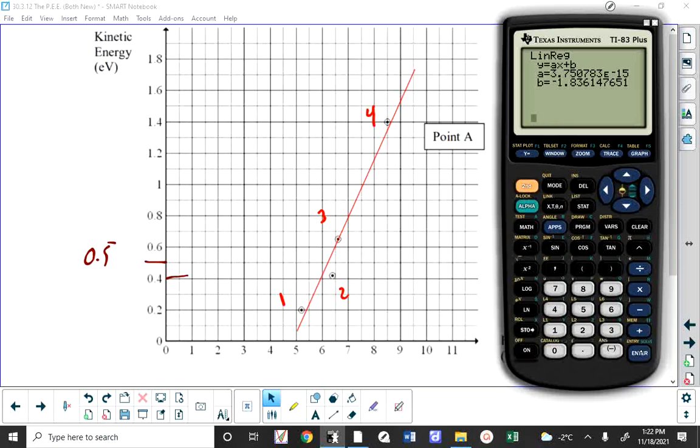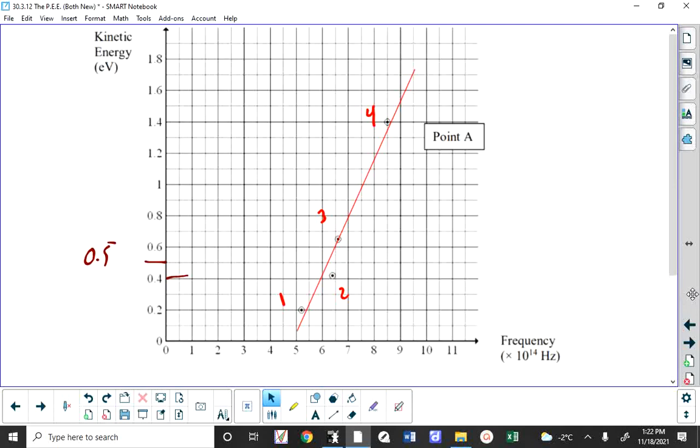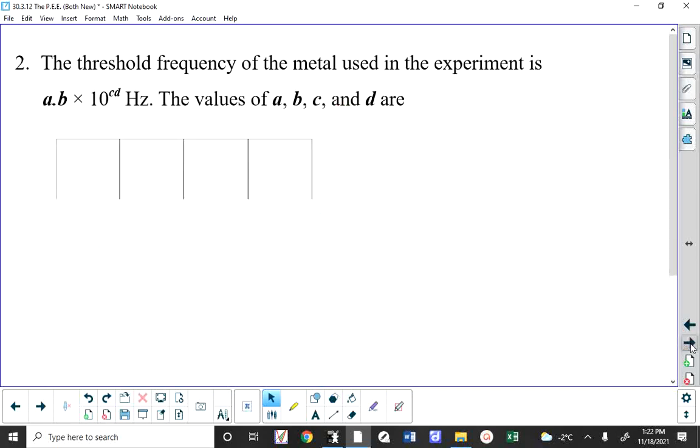And I think this is precisely why the diploma exam has gone away from having no line drawn. Because you could draw the line one way and I could draw the line another way, and we get totally different answers. So anyway, if you went with the linear regression, it would be 3.8 and 1.8 instead of 3.1 and 1.6. Okay. But for this, let's go with the calculator for the rest of the questions.